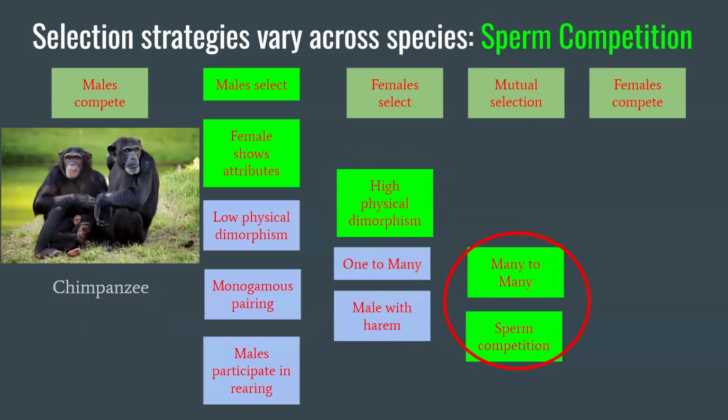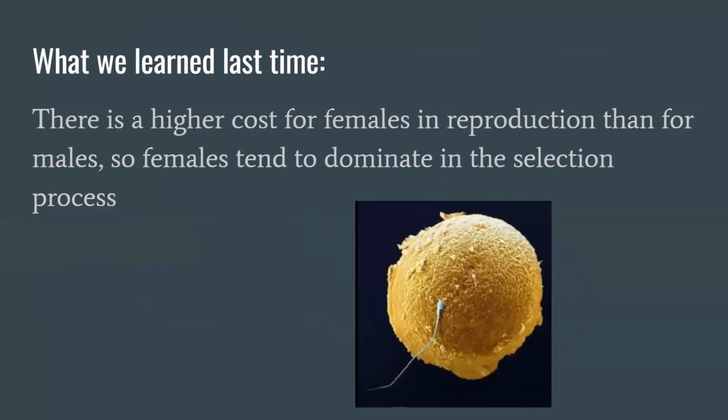Or you get many to many sexual relations, meaning many males mate with many females and vice versa. And then you end up with something called sperm competition. And this is very important. I'm going to talk about this more. In nature, though, the highest cost in reproduction lays on the female.